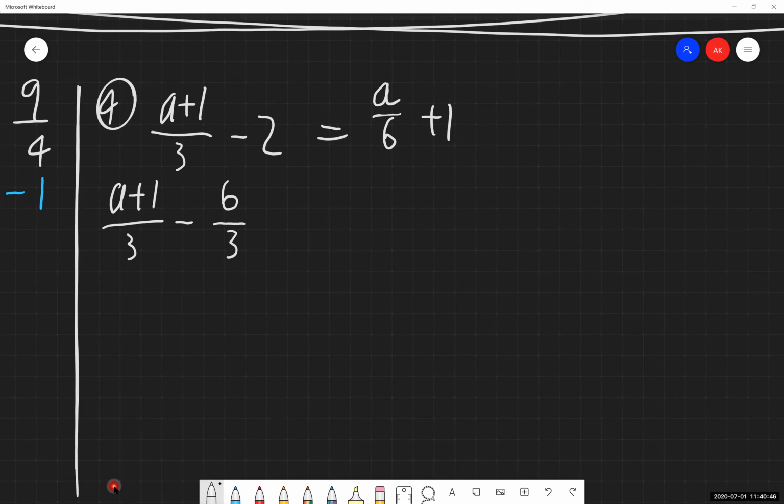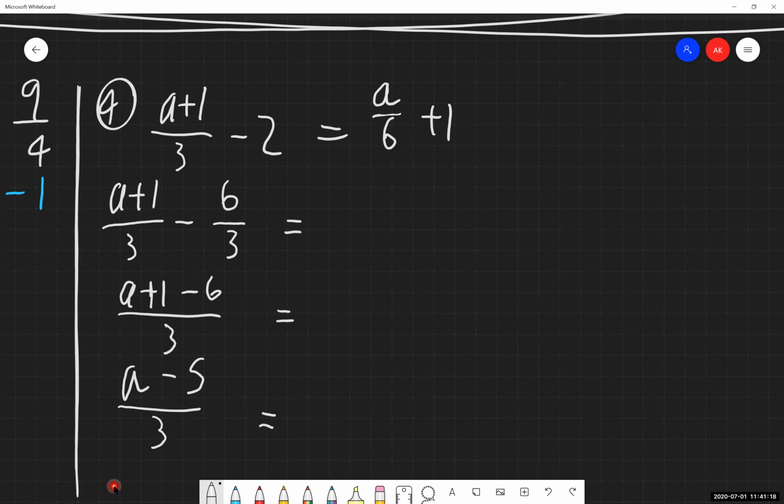So now the left-hand side, they both have the same denominator, and now I can combine the numerators together. So I have a plus 1 minus 6 all over 3. I get a minus 5 over 3 showing up. So everything now on the left-hand side has just been combined together to be a single fraction. Carry the equal sign down now.